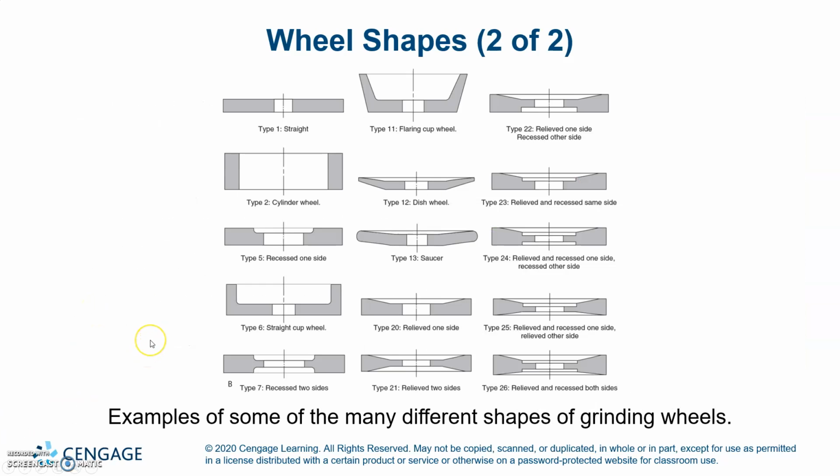And here are some examples of the many different shapes of grinding wheels. So, straight, a cylinder wheel, recessed on one side, straight cup wheel, recessed on two sides, flaring cup wheel, dish wheel, saucer, relieved on one side, relieved on two sides, relieved on one side and recessed on the other, relieved and recessed on the same side, relieved and recessed on one side and recessed on the other side, relieved and recessed on one side and relieved on the other side, and relieved and recessed on both sides.